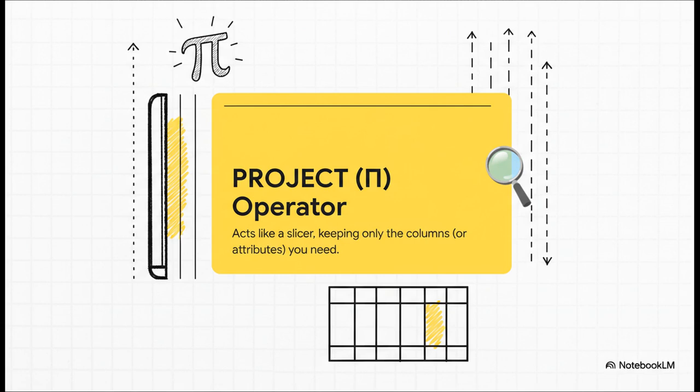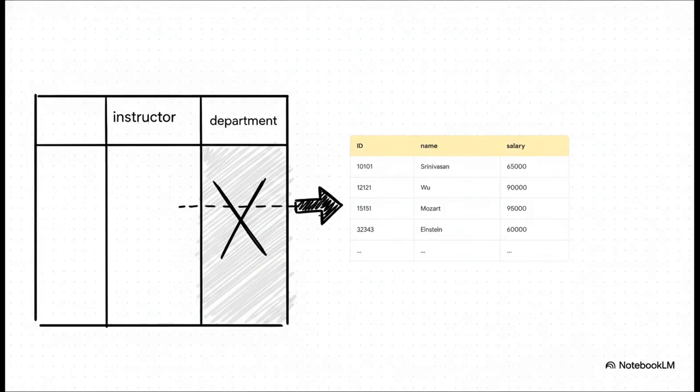Now for our second tool, the project operator, represented by the Greek letter pi. So if select acts like a horizontal filter for rows, you can think of project as a vertical slicer for columns. It lets you get rid of any columns of information you don't need, keeping only the specific ones you actually care about. For instance, if we project the instructor table and say we only want the ID, name, and salary, well, this is what we get, a nice, clean, focused list. That whole department column is just sliced away. It's hidden from you because we told the database we don't need it right now.